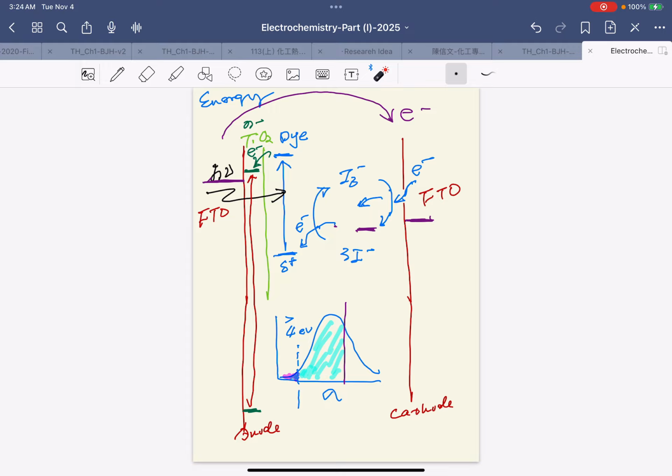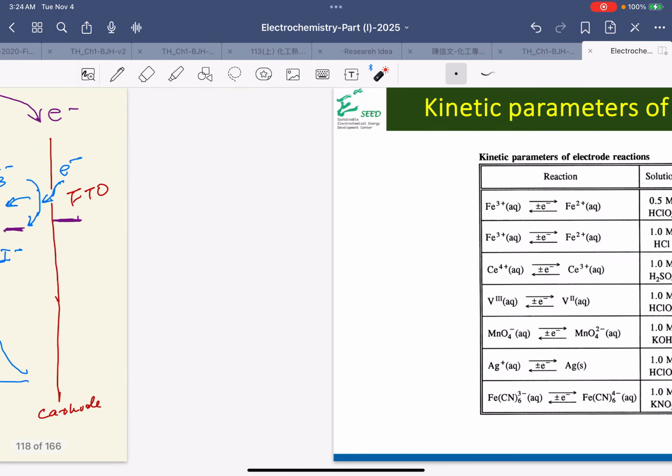This FTO is a transparent, conductive glass. So you can put TiO2, put on a dye on this electrode. You can fabricate this dye synthesized solar cell. It's also kind of an electrochemical cell if you understand this reaction.